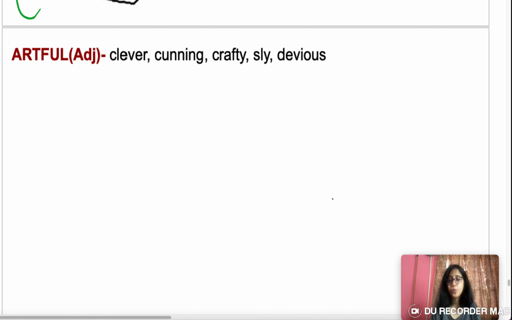Okay. Next, artful. Artful is also an adjective. It ends in F-U-L. Any word that ends in F-U-L is an adjective, like skillful, artful. Okay. So this is an adjective and this means clever or cunning. Clever, cunning, crafty, sly, devious.